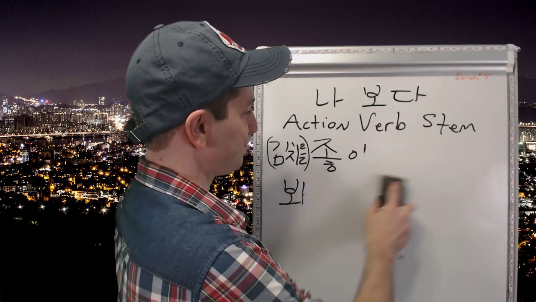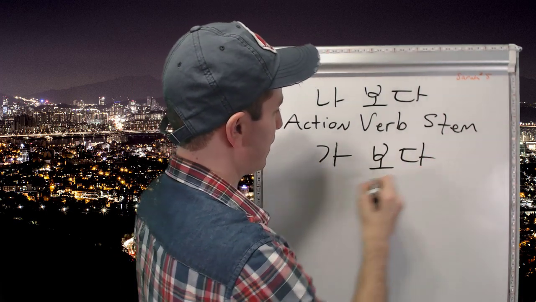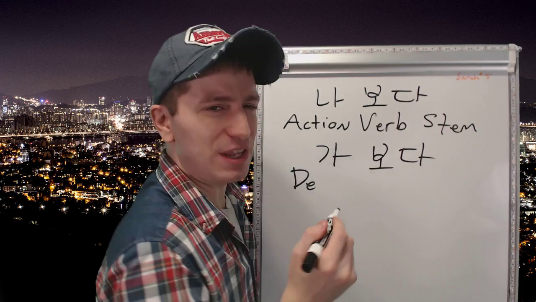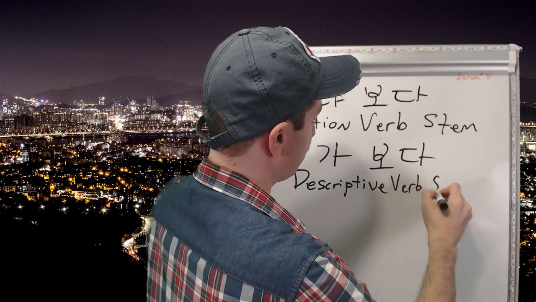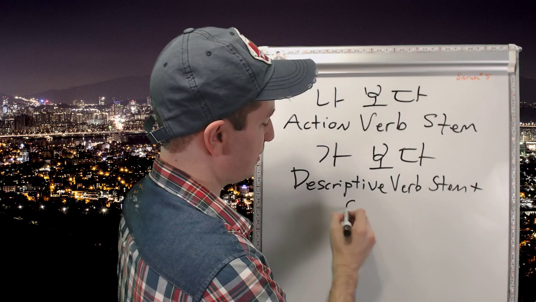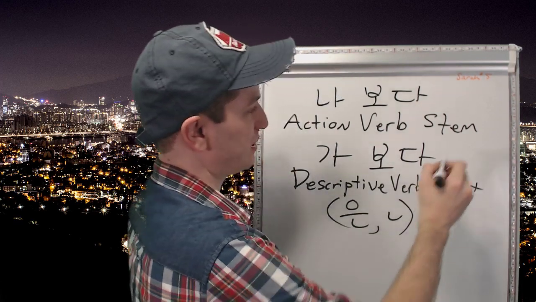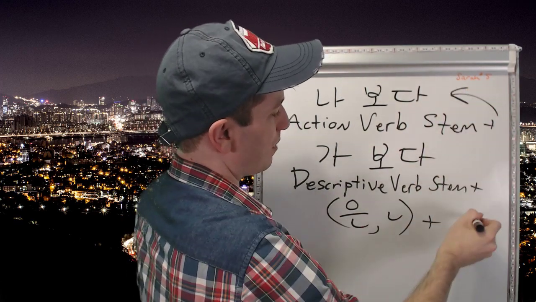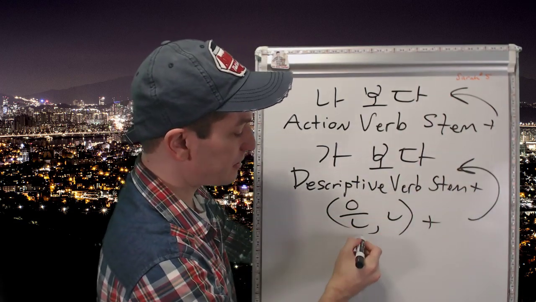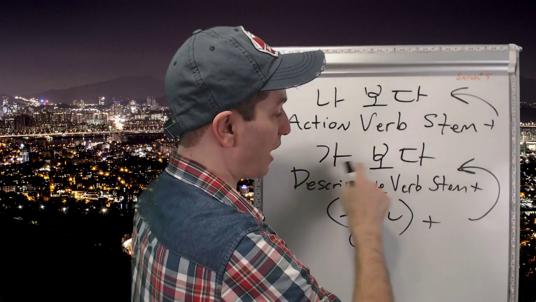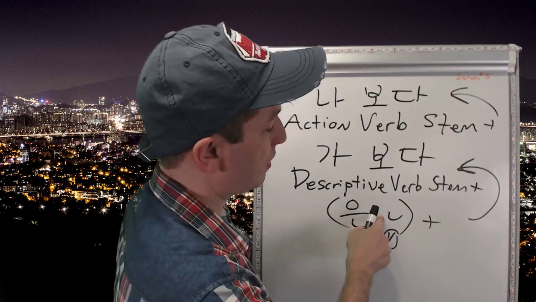If, however, we are working with a descriptive verb stem, then we use 가 보다. But the way we use it is slightly different. You first take a descriptive verb stem and you attach 은 or 니은 first. Then you would attach 가 보다. If you had a descriptive verb stem that ends in a consonant, you'll attach 은 가 보다. And if it ends in a vowel, you will attach just 니은, this letter, 가 보다.